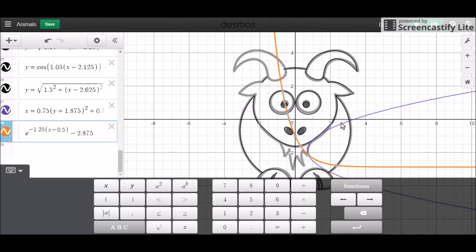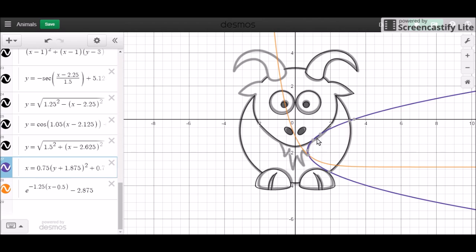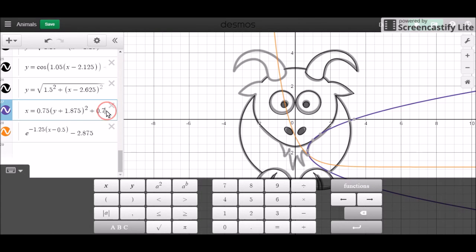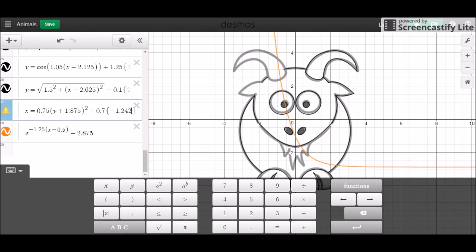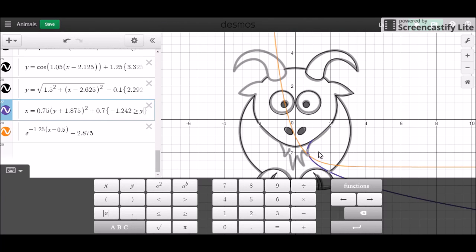All right, which means with this line, we can now set our boundaries. This is negative 1.242 to 2.149.